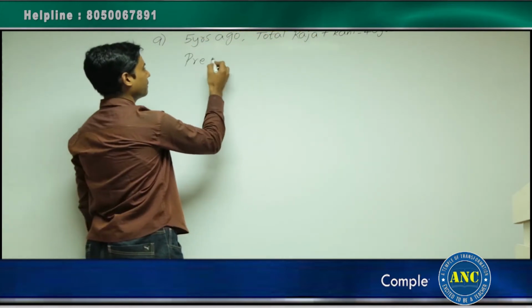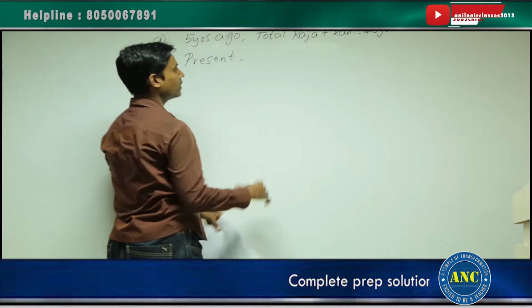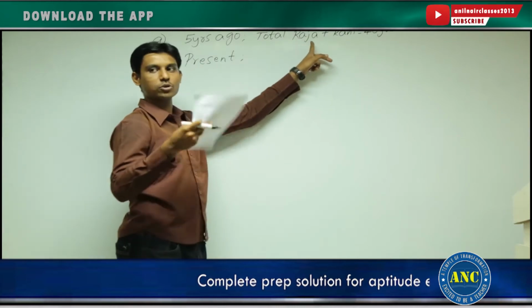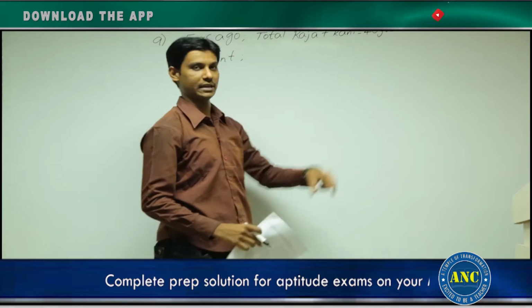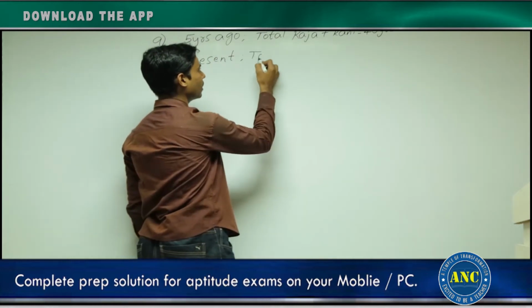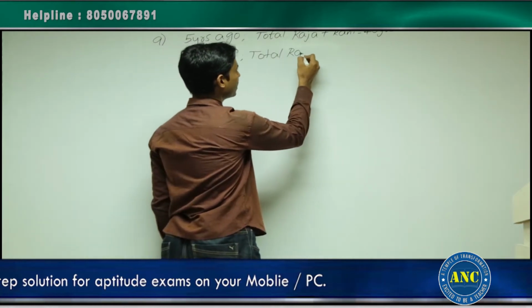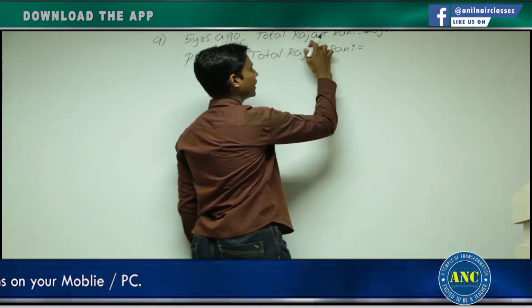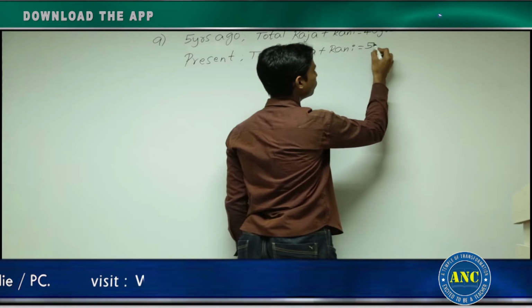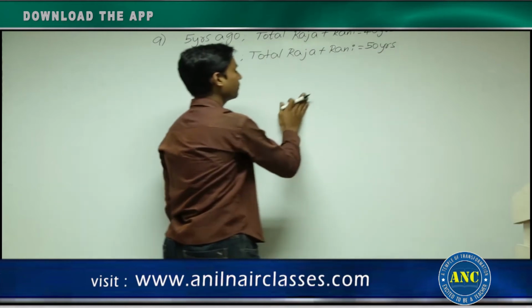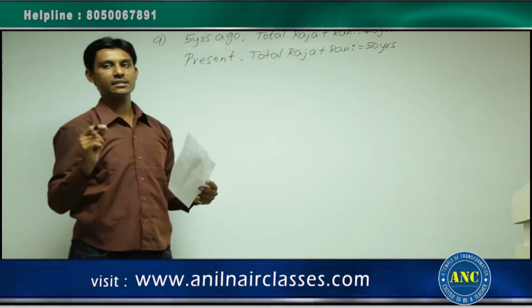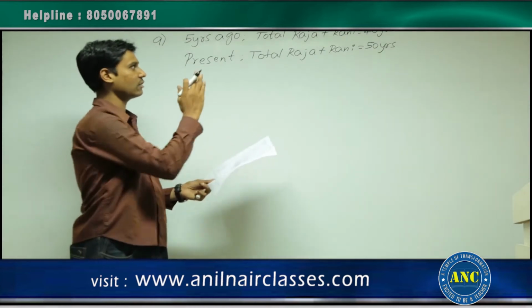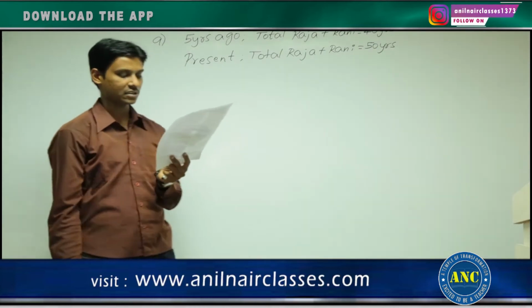Presently, at present, they both will grow for 5 years, right? Raja will grow for 5 years, Rani will also grow for 5 years. That means at present the total ages of Raja and Rani will be 40 plus this person's 5 plus this person's 5. It is 50 years. Presently the total of Raja and Rani's ages is 50 years, right? We are still in the first statement. Please read the second statement.